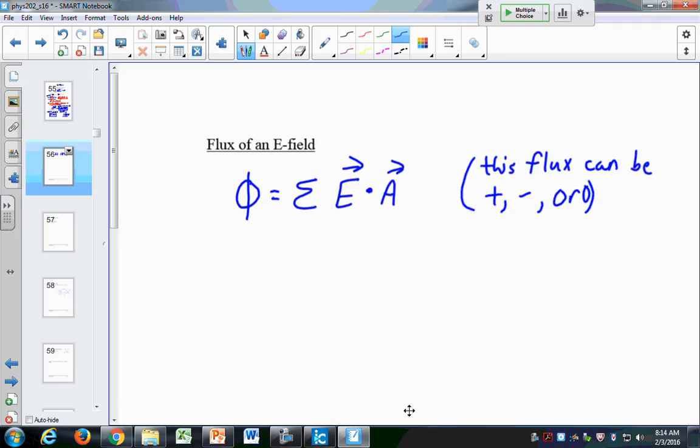With a gravitational field, if we had an object with mass, the gravitational field was always positive. We think of negative, but the gravitational field was always positive. Okay? The flux was always going in the same direction. But with electric fields, depending upon the nature of your charge, the flux can either be positive, negative, or as we'll see, it can also be zero.